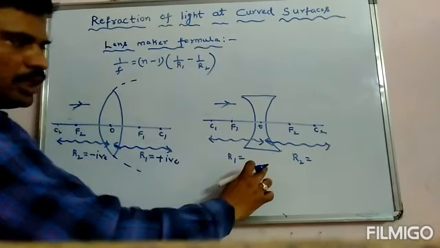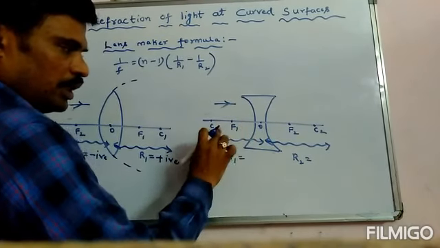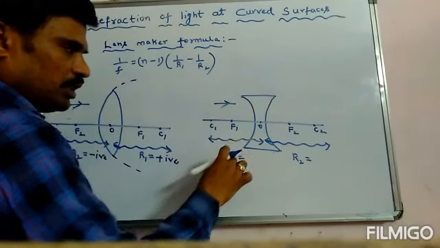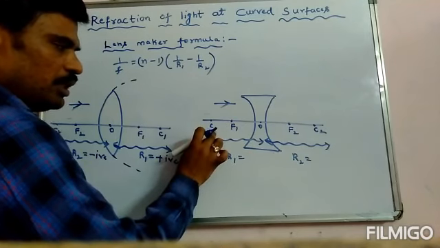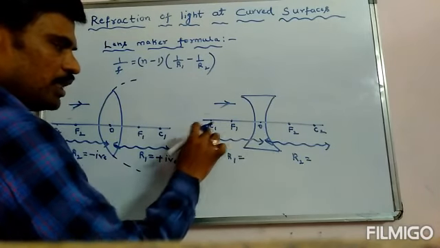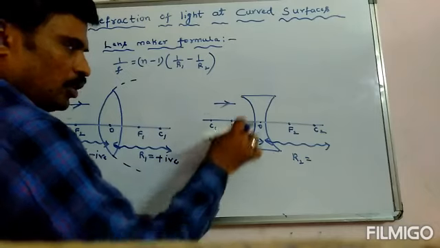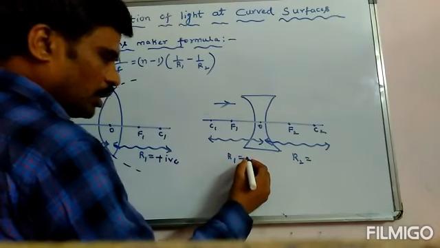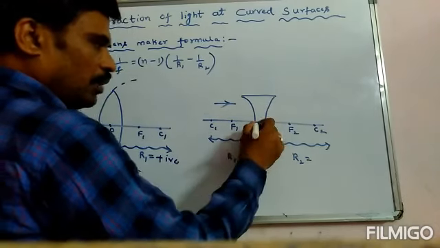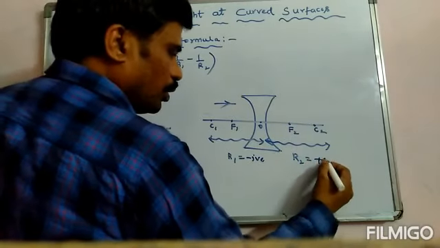In case of concave lens, look at the things carefully. This is the first surface. So F1 and C1 will be here. So the distance between O and C1 will be R1. So you are measuring in opposite direction. So R1 will be negative. And what about R2? R2 will be positive.